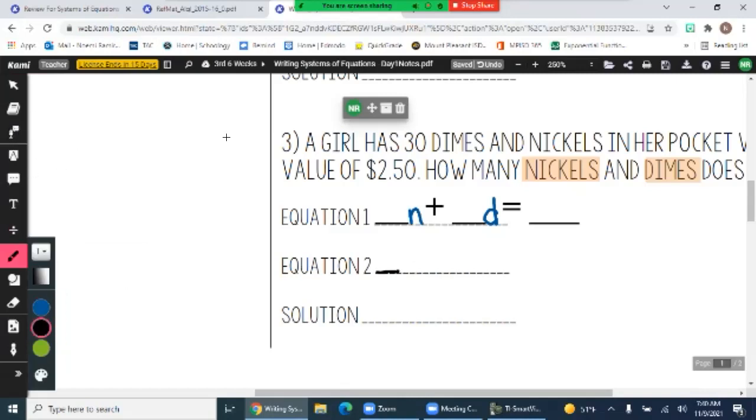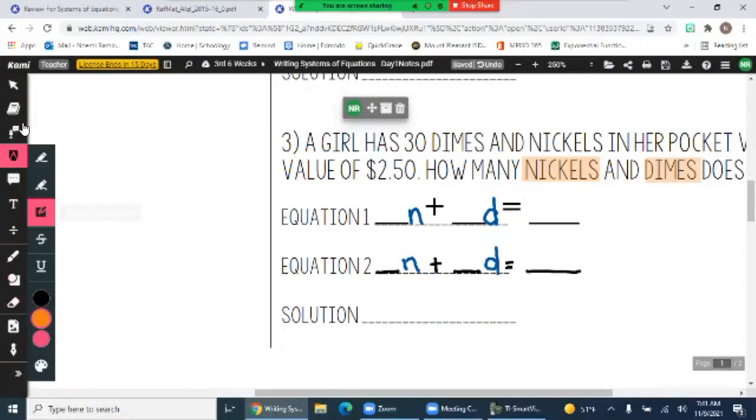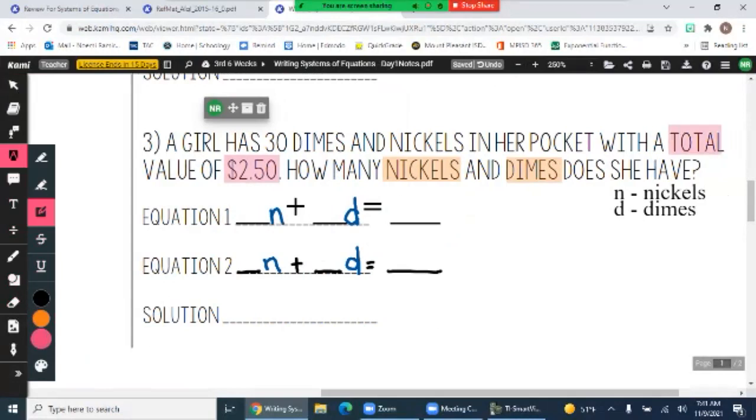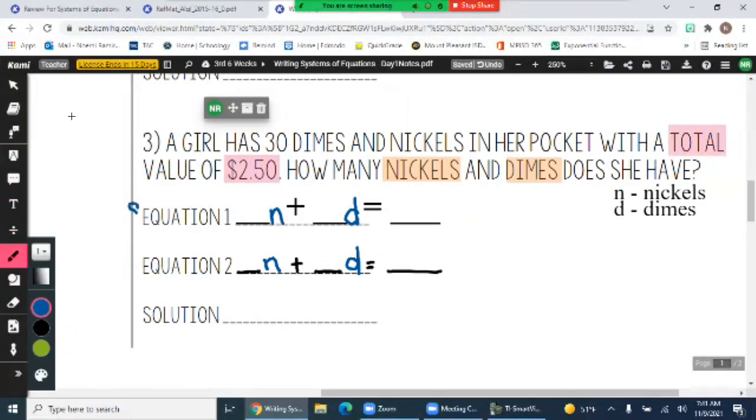Here we go. Plus something equals something. So I'm going to insert N and D right here. Now I do only find one total, and that one total is the value of $2.50. Right there, it does say total value of $2.50. Now that's going to be the only one that actually gives me some type of cost, $2.50.